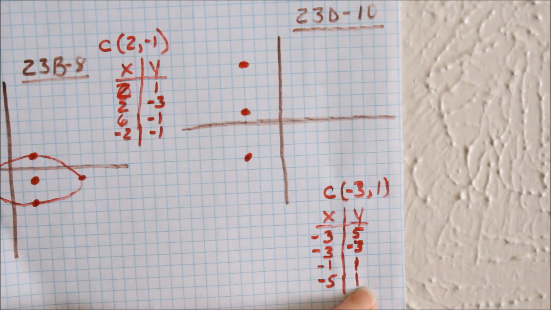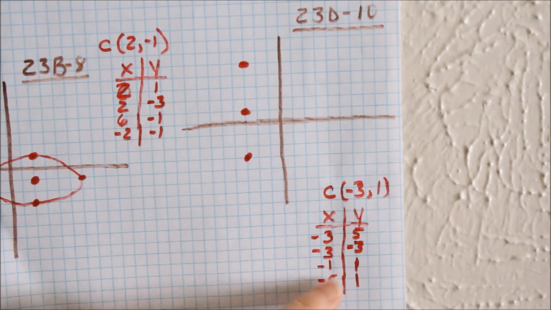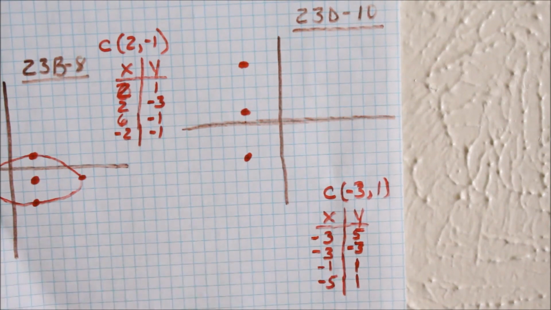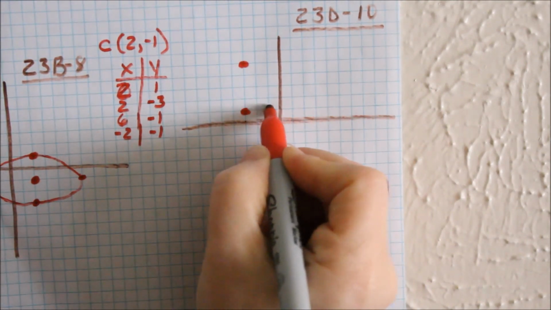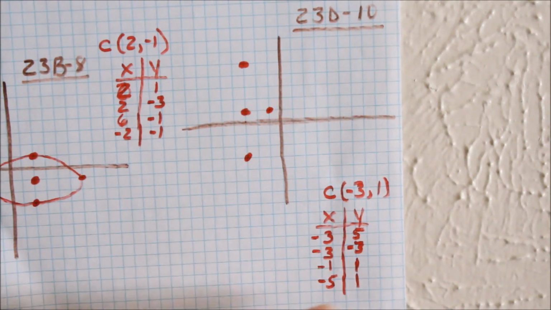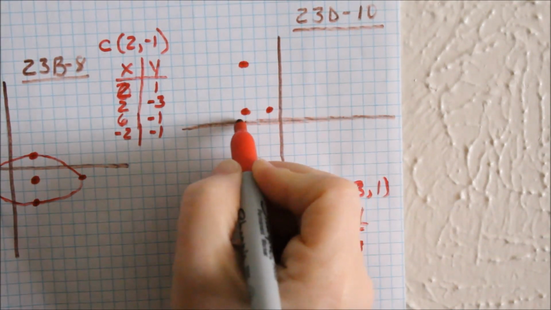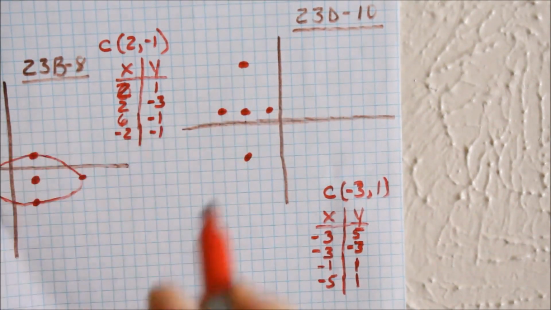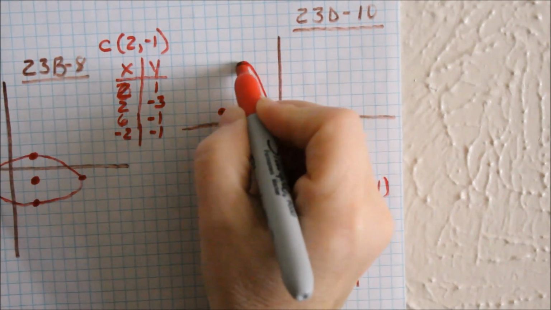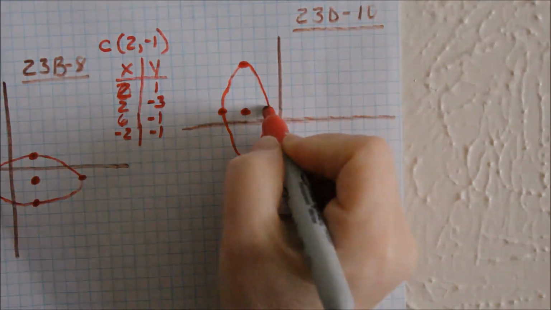When y was 1, our x values were negative 1 and negative 5. So plotting these points, remember, plot your x coordinates first. So going over negative 1 and then up 1. Now negative 5, 1. 1, 2, 3, 4, 5, up 1. And those should line up with my center, and they do. And then you can draw your ellipse.